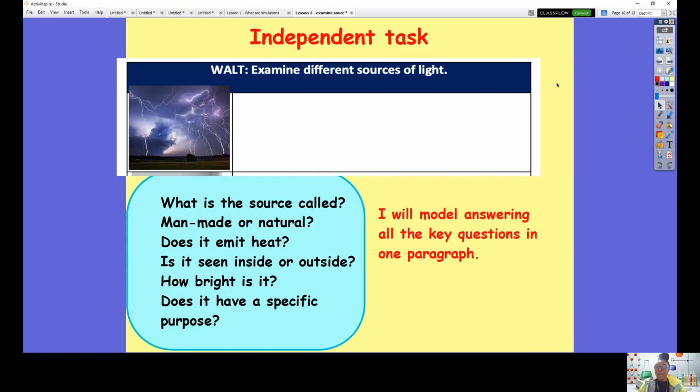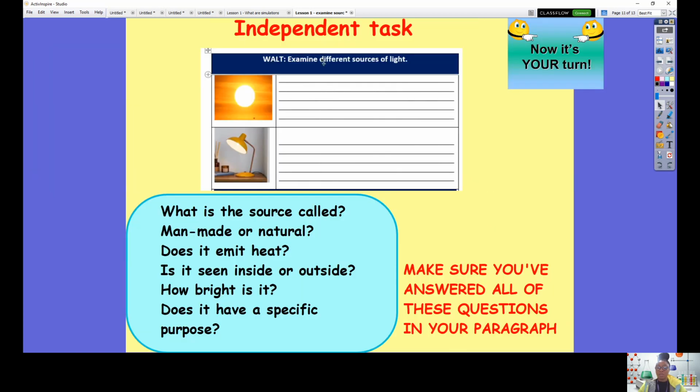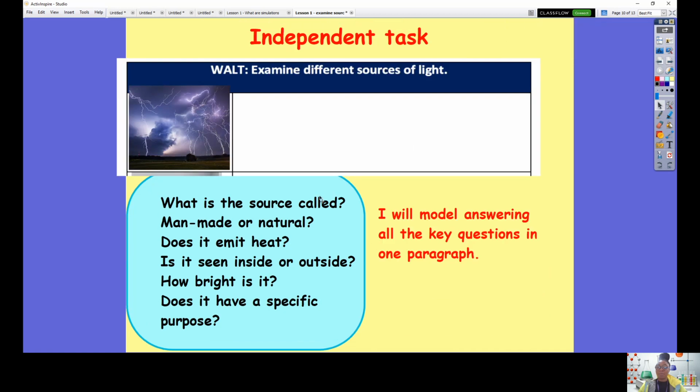Okay, so you are going to do your independent task now, but before you do, I'm just going to model exactly what I want to see. So your independent task is going to look like this. This is the first section. The first section is just examining different light sources. What you're going to do is write a small paragraph, just a few sentences, explaining and answering all these questions.